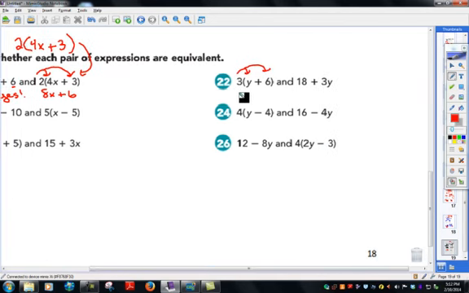Okay, I'll do the same thing here. That's going to become 3y plus 18. Are those the same? Absolutely yes, because of the commutative property of addition.